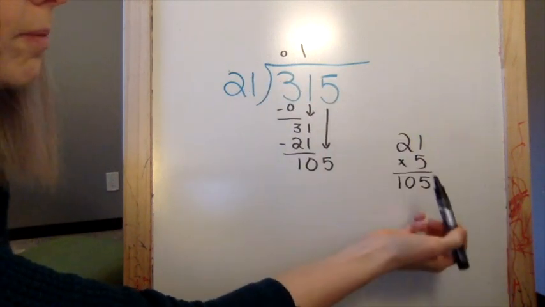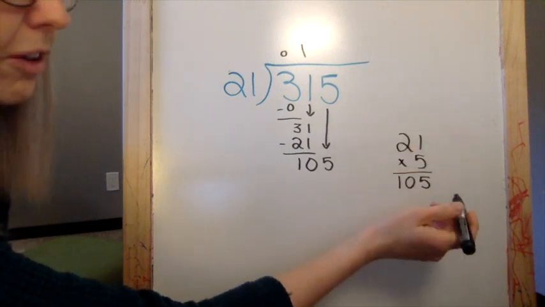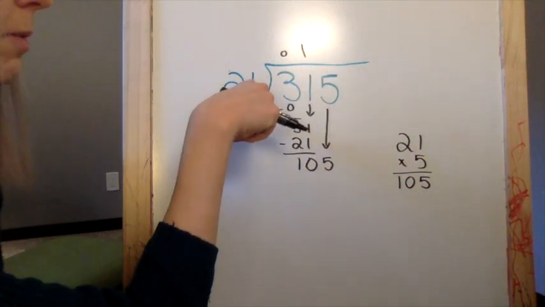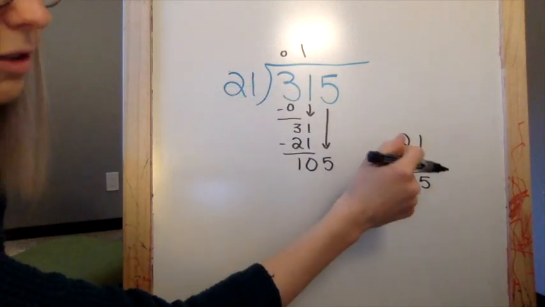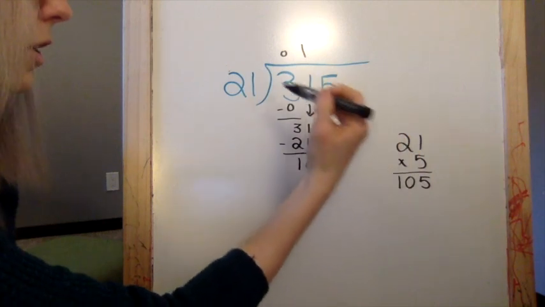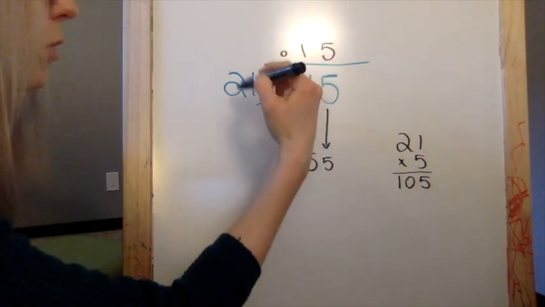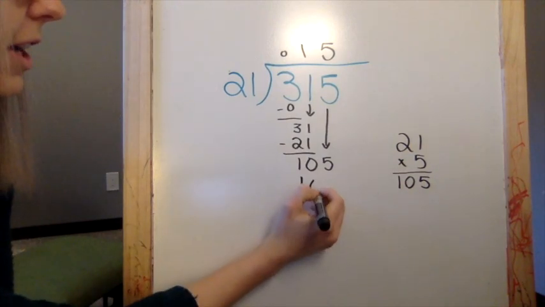When you're doing single digits, you know those facts. You don't need to go and figure them out. The only difference with double digits is you don't know the facts, so you do need to go figure them out. Okay, 21 goes into 105 5 times. 21 times 5 is 105.